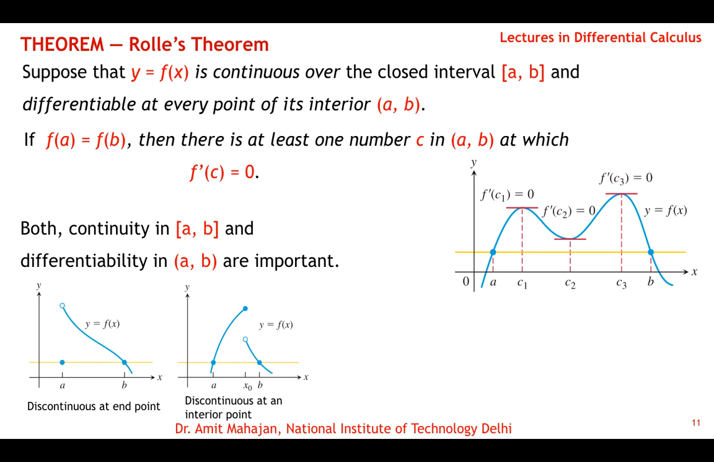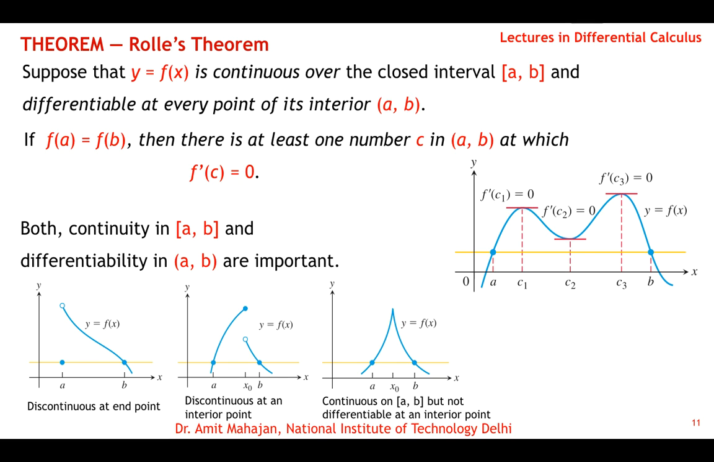Similarly, continuity at an interior point is important. If there is a discontinuity at any interior point x naught, then again you can see the function values at a and b are the same, but there is no point c in the open interval (a, b) where the slope is horizontal. So continuity is important in the closed interval, and differentiability is also important in the open interval.